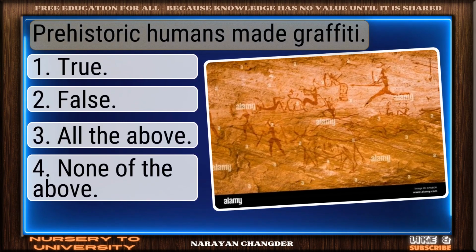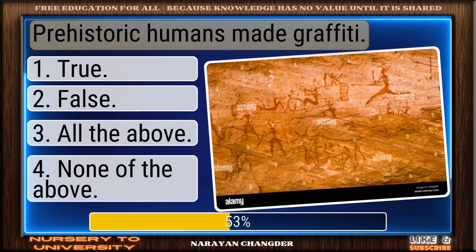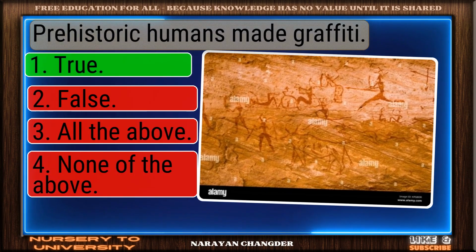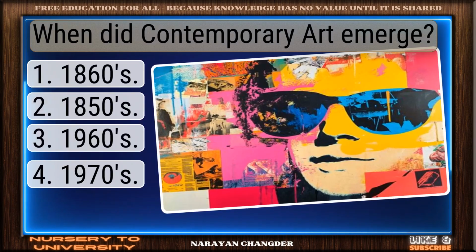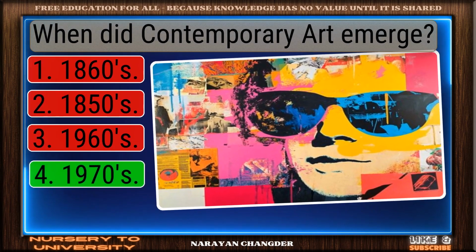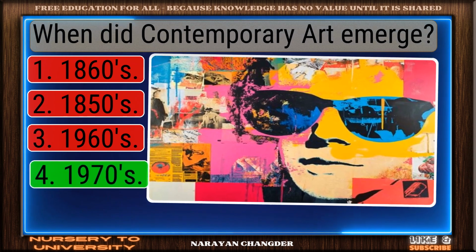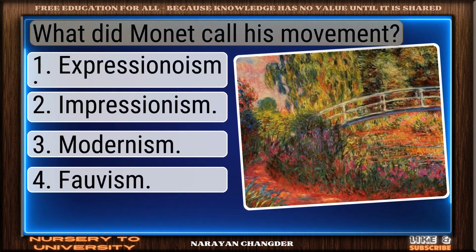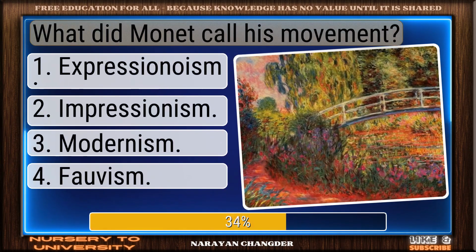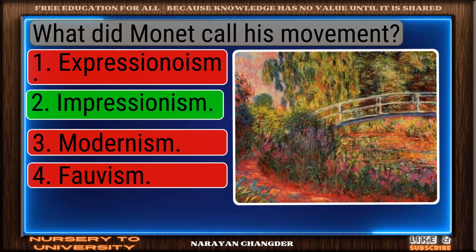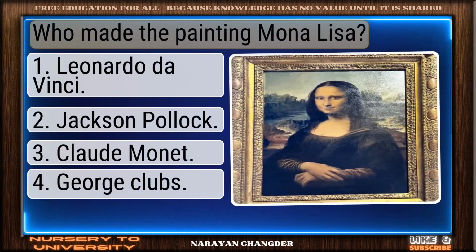Prehistoric humans made graffiti? You're right. True is the correct answer. When did contemporary art emerge? Correct response. 1970s is the most accurate answer. What did Monet call his movement? Correct. Impressionism is the right answer.